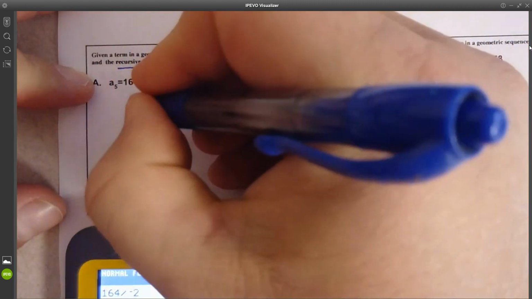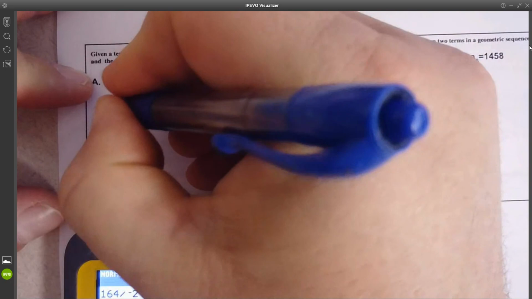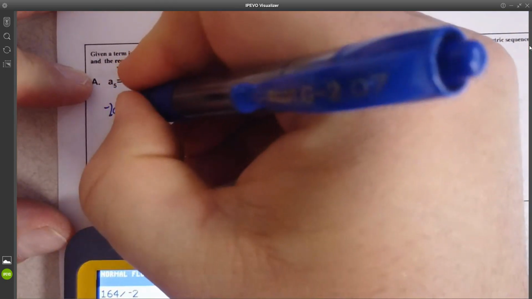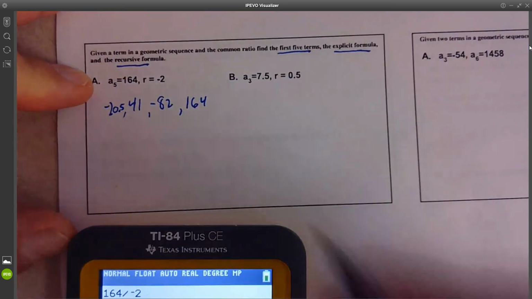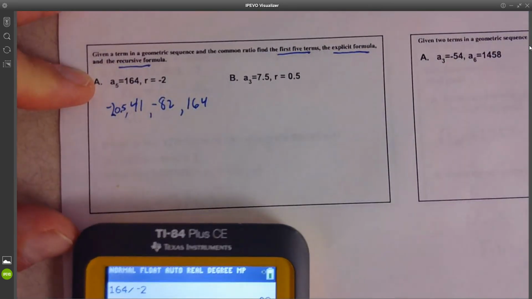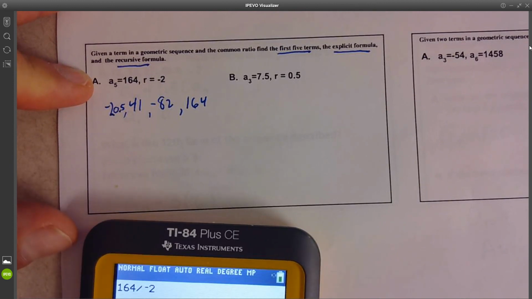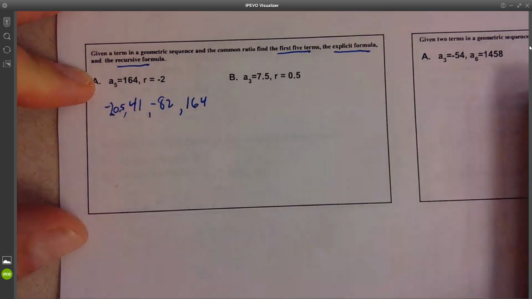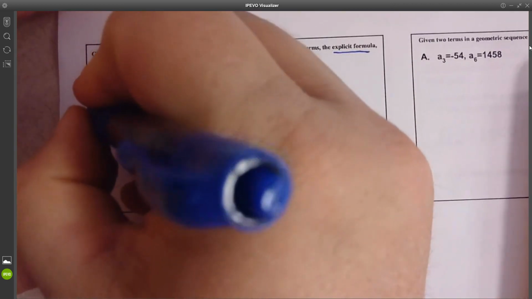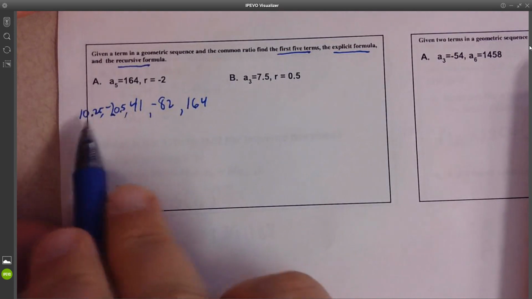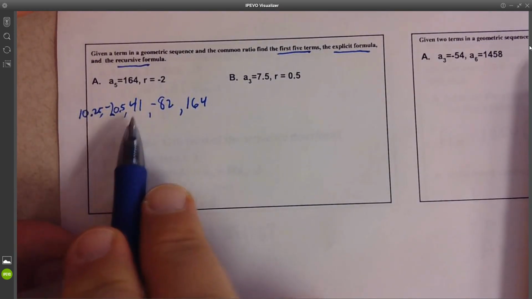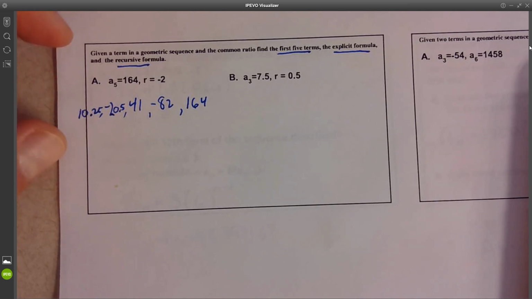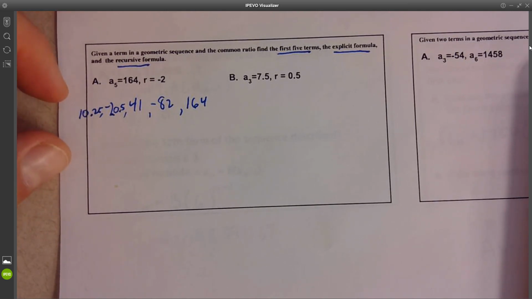Positive 41. And then -20.5. Now I'm getting lazy, so I'm going to put this in the calculator. -20.5 divided by -2. I get 10.25. I've got 1, 2, 3, 4, and that's the first 5 terms. Right? Did I mess up?